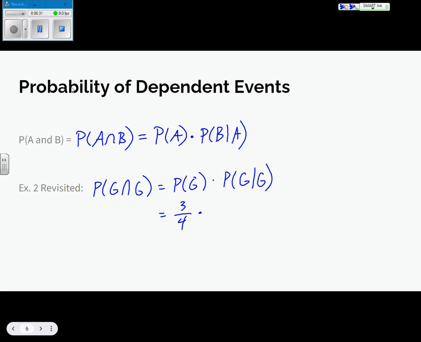Now, taking into account that I've already drawn a girl, the probability of me getting a girl the second time, well, there were 2 girls left in the pool out of the 3 students. So that gives me 6 out of 12. This teacher had a 50% chance, 1 in 2 chance, of selecting 2 girls out of the 4 students to be the secretary and the recorder.